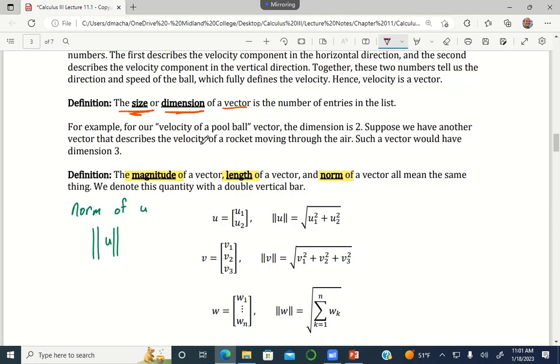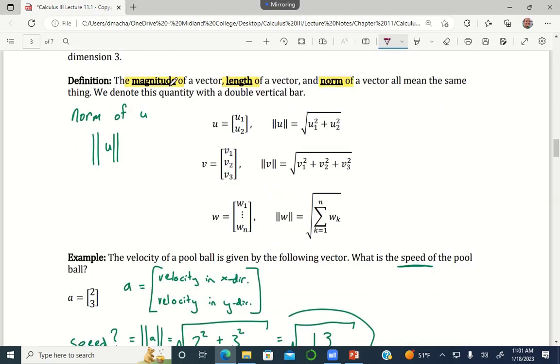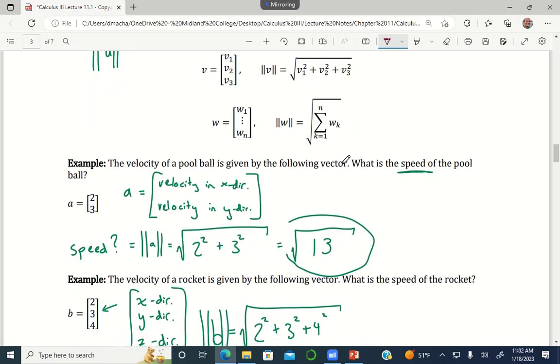If we ever say size of a vector or dimension of a vector, we're just talking about how many numbers are in that list. If we talk about the magnitude of a vector, the length of a vector, or the norm of a vector, all three of those are just synonyms. And we calculate that using the Pythagorean theorem, right? So the norm is just the square root of all of the little entries squared and then summed up together.